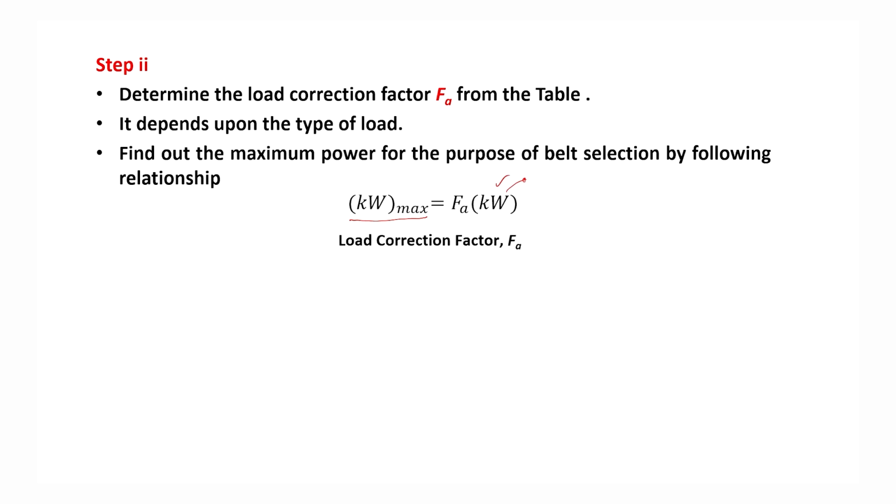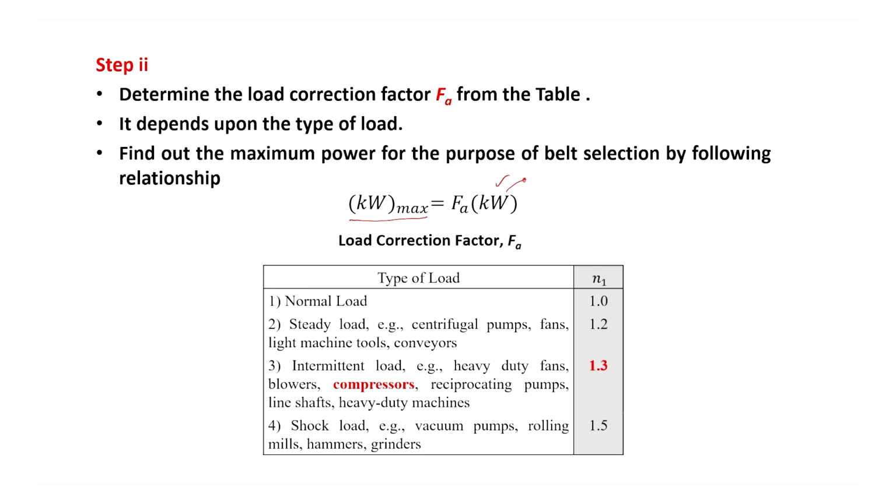So, load correction factor FA is given by this table. Now, we have to drive a compressor. In the problem, it was given that we want to drive a compressor. So, for the compressor, the value of FA is 1.3. Okay. So, this 1.3 will be used to multiply the power which we want to transmit and which is given in the problem to get the maximum power.